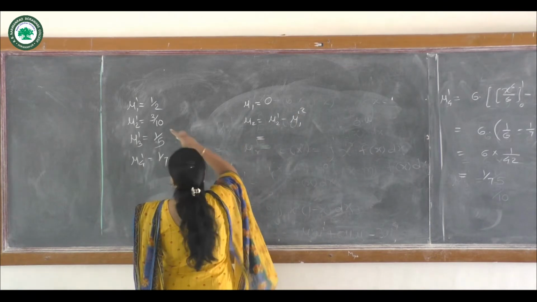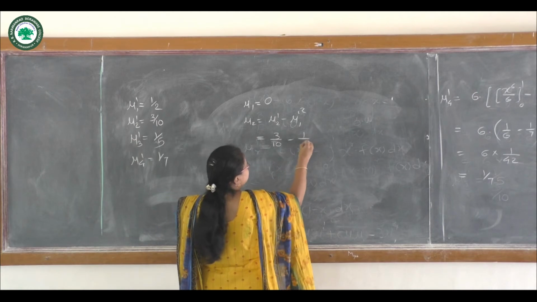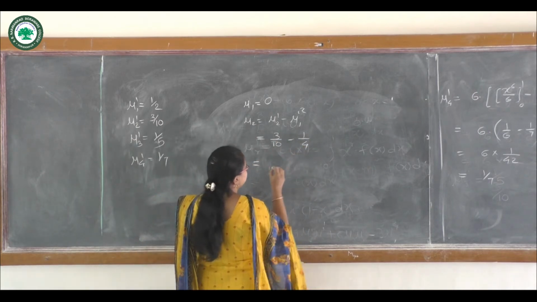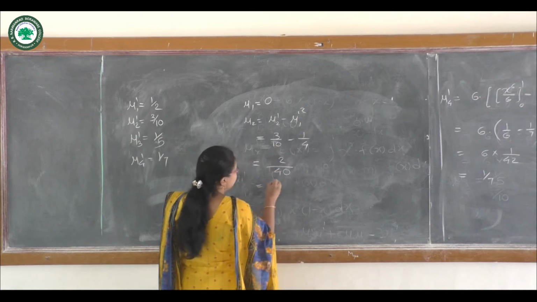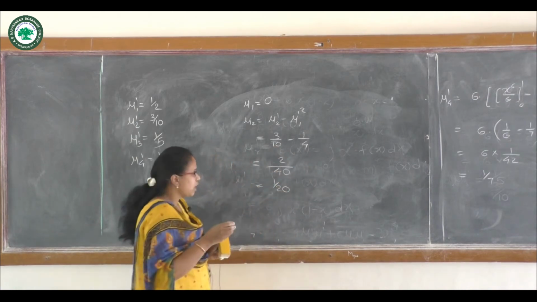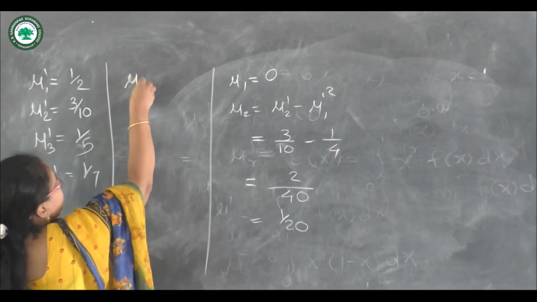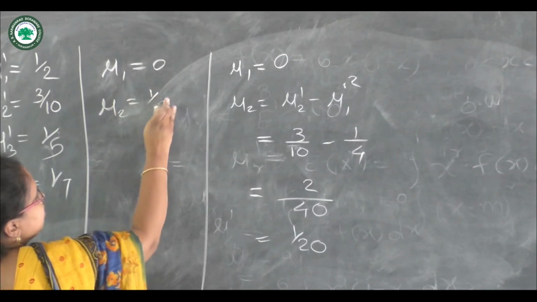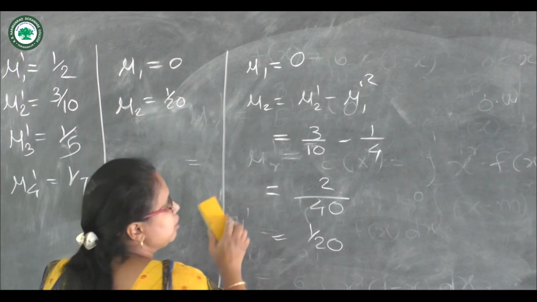Here I will substitute the values, that is 3 upon 10 minus 1 upon 4. So it will be 1 upon 20. So I will write down here the central moments also. Mu 1 equals 0, mu 2 equals 1 upon 20. Let's find out mu 3 and mu 4.